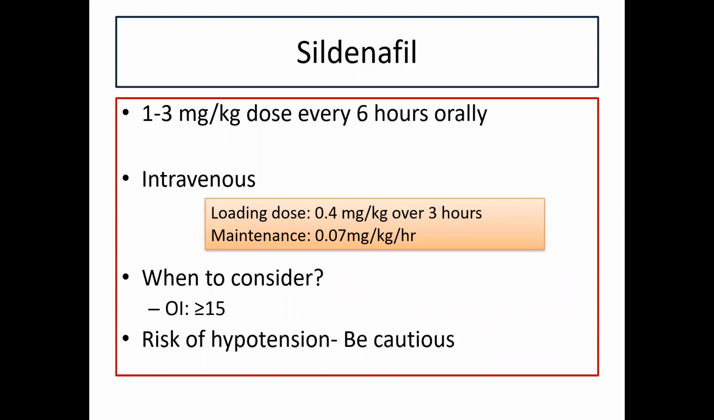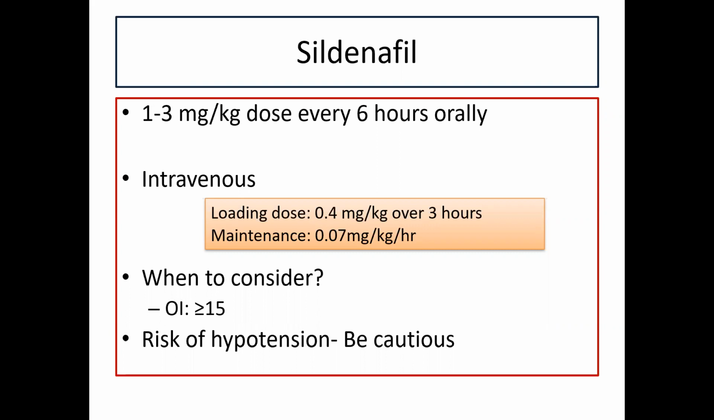So the other therapies that are often used for treating PPHN include sildenafil, which is a vasodilator. The problem being this is a non-selective vasodilator, so it can cause significant systemic vasodilatation and hypotension. The dose is 1 to 3 milligram per kg given every 6 hours. It can be given both intravenously as well as orally. Intravenous is given with a loading dose followed by a maintenance dose of 0.07 milligrams per kg per hour.